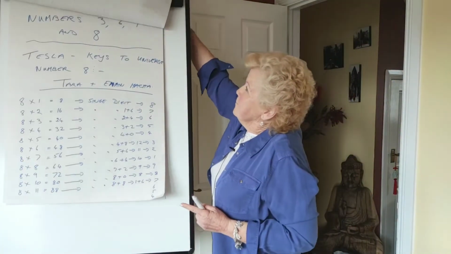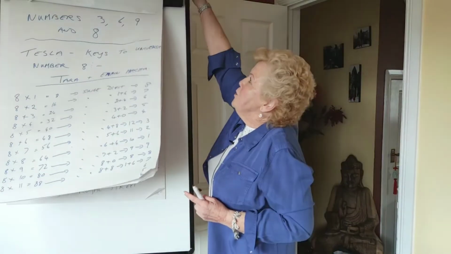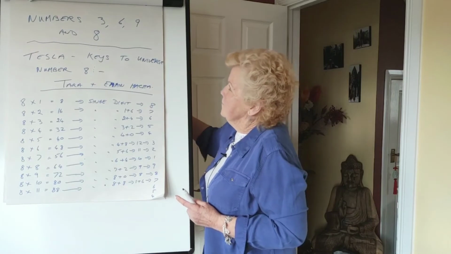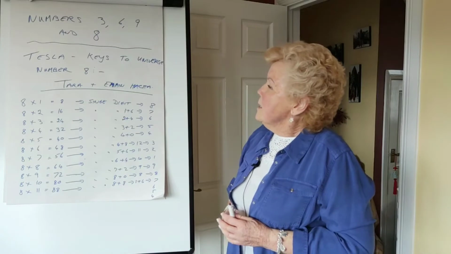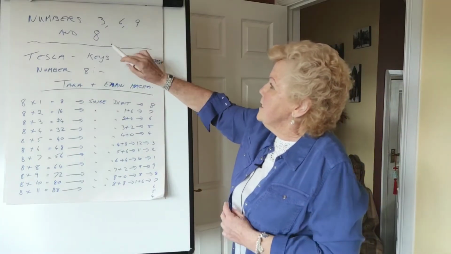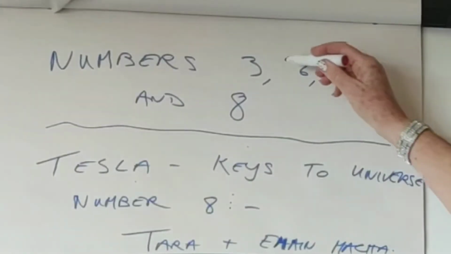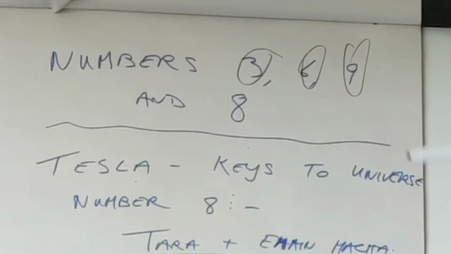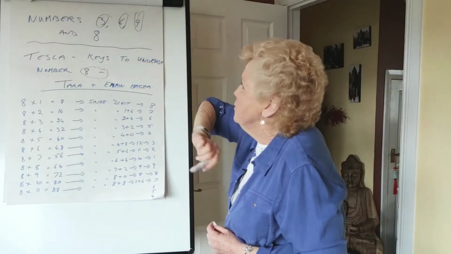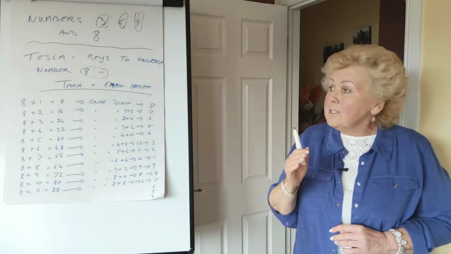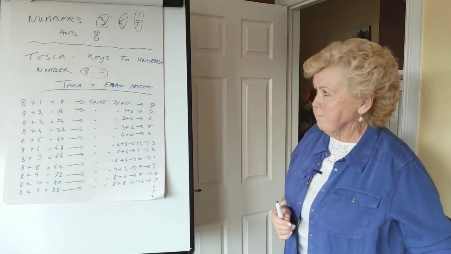Now, here's another brain scratcher for you. Let's look at what Tesla said. Numbers 3, 6, 9 and 8. Tesla said if you understand these numbers, 3, 6, 9, you have got the key to the universe. But I'm always saying that number 8 is the key to the universe. Now, I'm not differing with Tesla. I'm actually saying the same thing as he's saying.